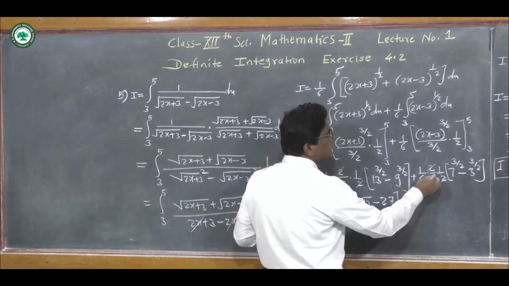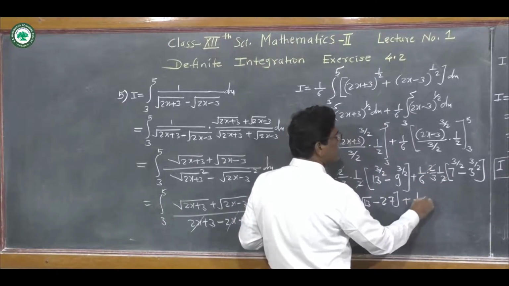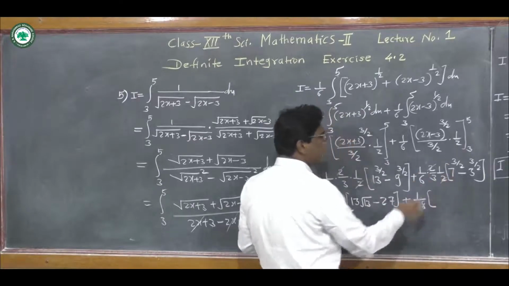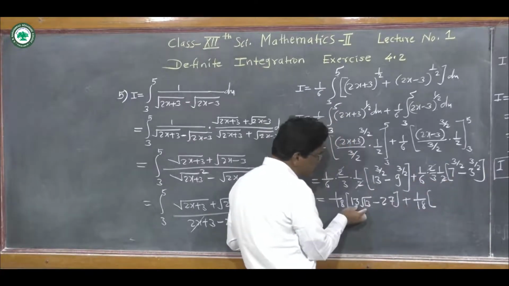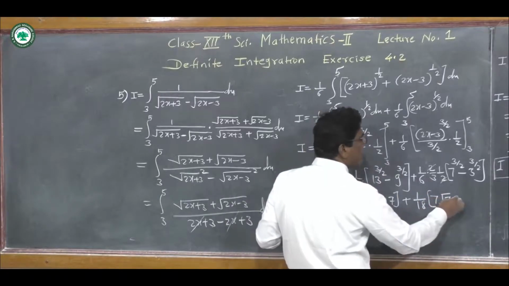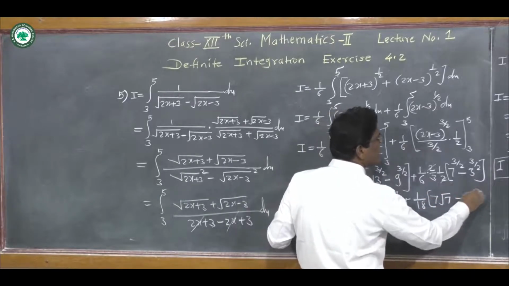Here also 1 into 1 into 1. 1. 6 3s are 18 in the square bracket. Here we write using this method, here it is 7 into root of 7 and minus here also 3 into root of 3.